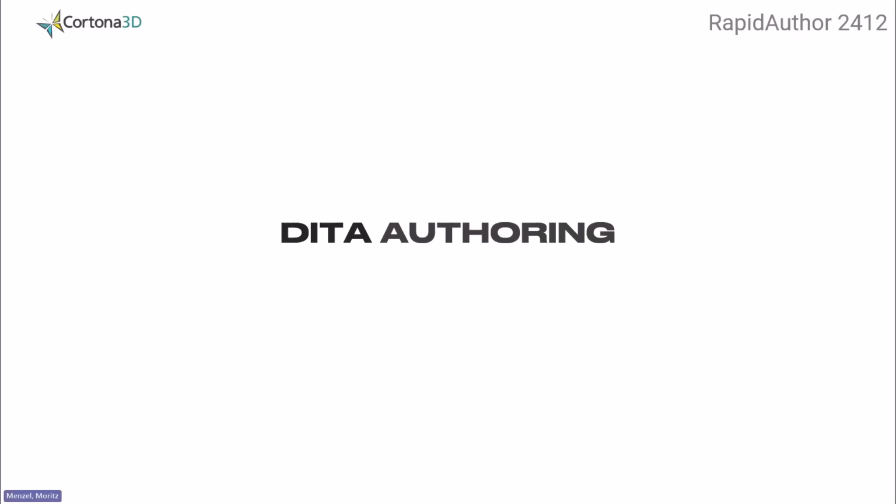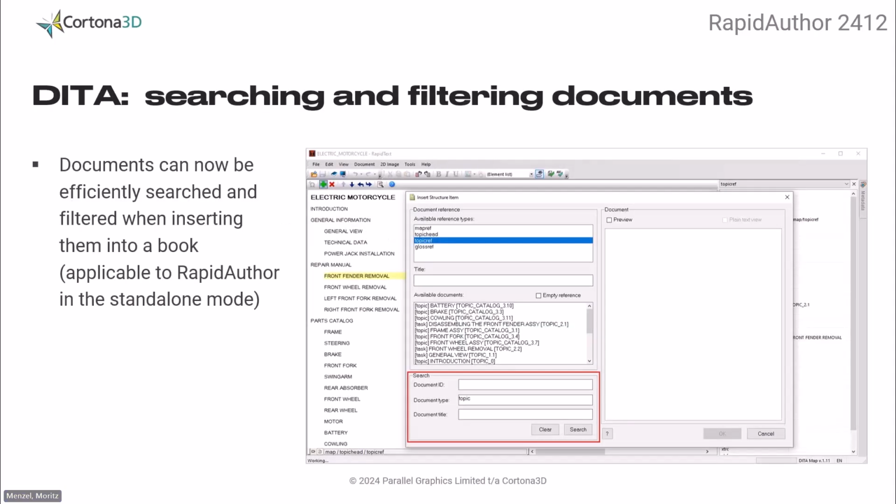After S1000D, let's also have a look at new DITA functionality. This next feature is applicable to RapidAuthor working in standalone mode. When you create a book, you often need to select desired documents from a very long list. You might have seen that yourself. Now you can filter this list by the document ID, by type and title, which significantly reduces the search area and speeds up the search.